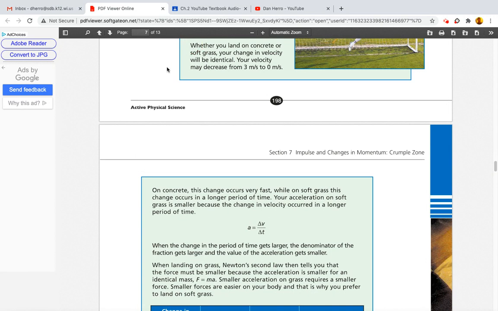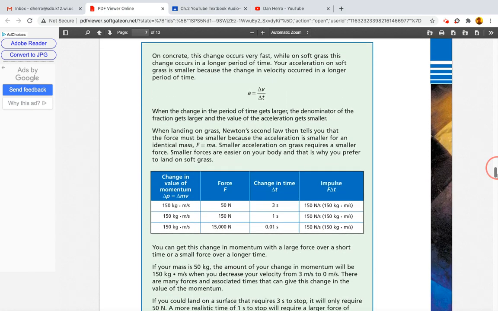Whether you land on concrete or soft grass, your change in velocity will be identical. Your velocity may decrease from 3 meters per second to 0 meters per second. On concrete, this change occurs very fast, while on soft grass, this change occurs in a longer period of time. Your acceleration on soft grass is smaller because the change in velocity occurred in a longer period of time. Acceleration equals change in velocity over change in time.